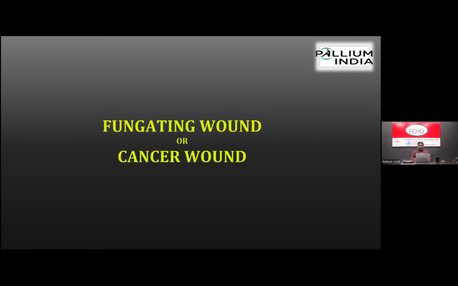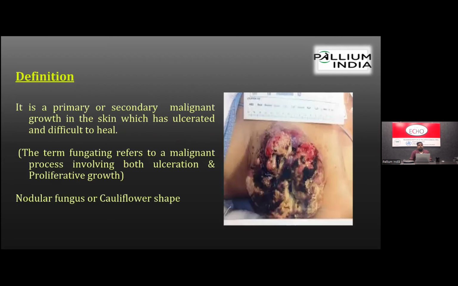Now we can continue with the second type of wound, the fungating wound or cancer wound. Here, with the fungating or cancerous wound, we know it is a sore that does not heal. It has no hope of cure from the patient and family side. The definition: it is a primary or secondary malignant growth in the skin which has ulcerated and is difficult to heal. Especially with the fungating wound, not only is the physical domain affected, other domains suffer a little bit as well.